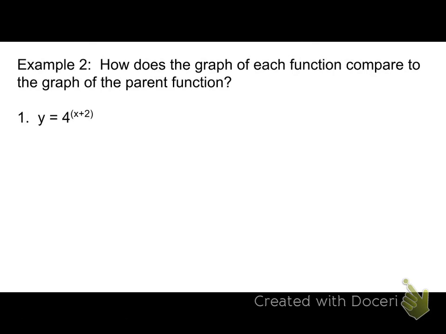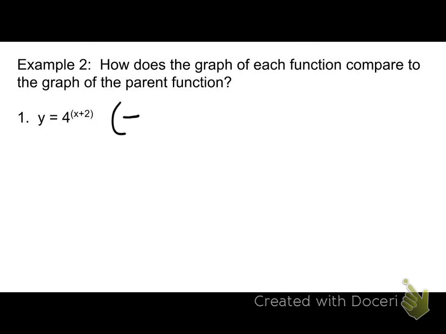Example 2. How does the graph of each function compare to the graph of the parent function? In our first graph will be y equals 4 to the x plus 2 power. So the first thing you have to realize is this is an exponential graph. How do you know it's exponential? Because the exponent is a variable.